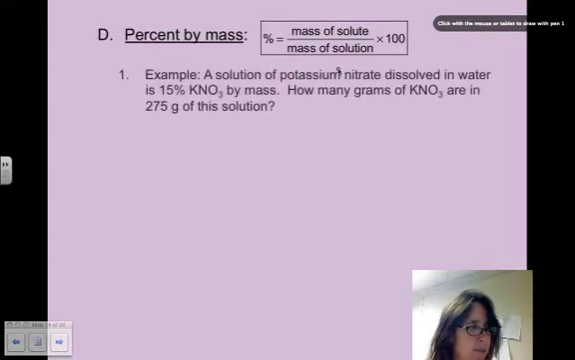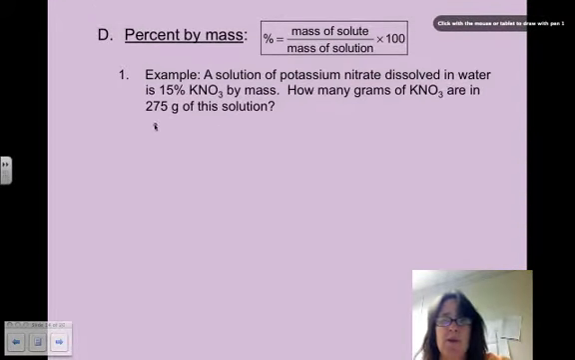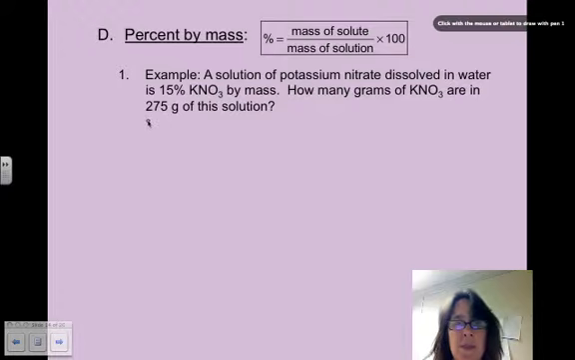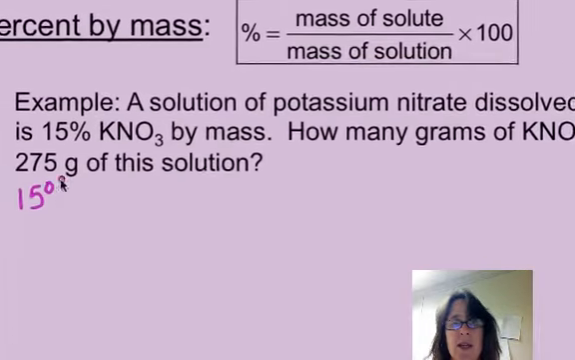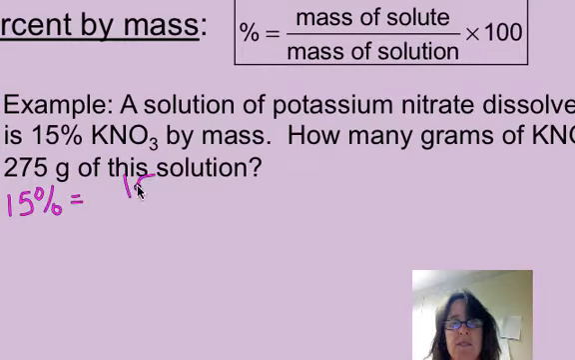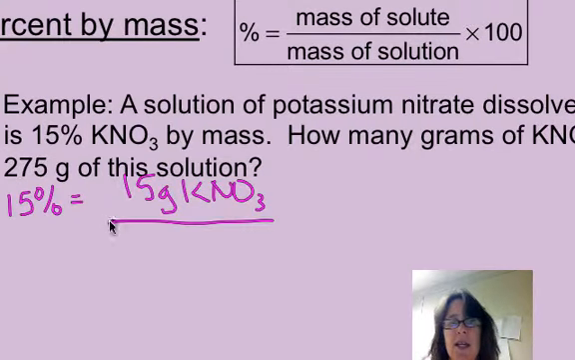Here come some examples. A solution of potassium nitrate dissolved in water is 15% KNO3 by mass, and they want to know how many grams of KNO3 would be in 275 grams of this solution. So you take your 15%, and what that represents is 15 grams of the solute, which is the actual KNO3, in 100 grams of the solution.